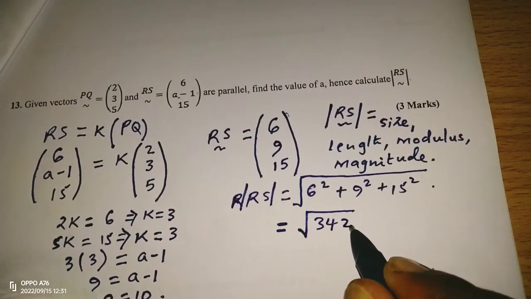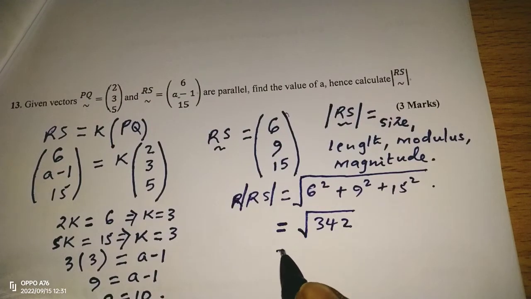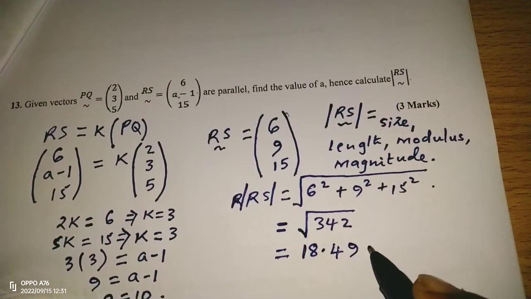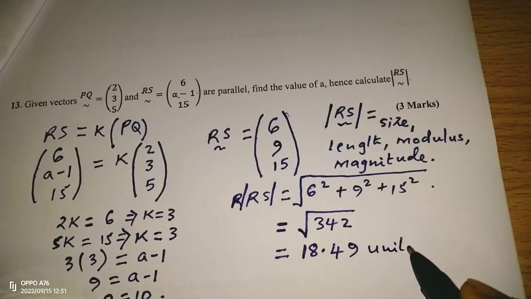342. So for us to get the modulus, the size, the length, and the magnitude of this vector, we just obtain the square root, which is 18.49. These are units. This is the length of the said vector.